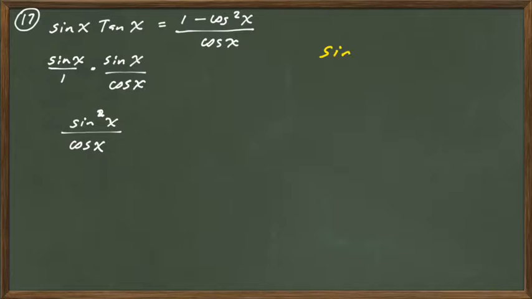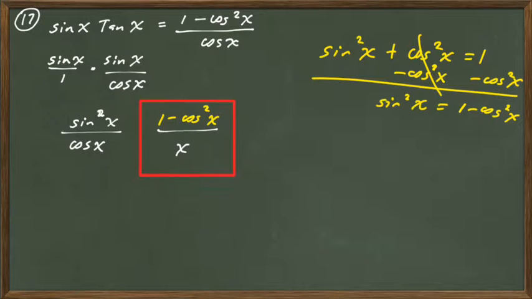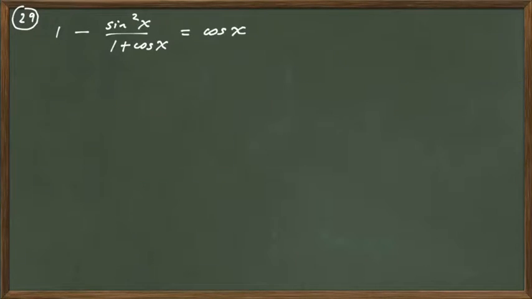One more time, do we know what sine squared could be called? Perfect. Sine squared could be called 1 minus cosine squared. So the top I'm going to call this, and it's divided by cosine x, and I think that now matches what I wanted. No, you're right, it's not just x in the bottom, it's cosine of x, so you're absolutely right. Okay, we have 17 done. Now we're going to move to, I think, 29.